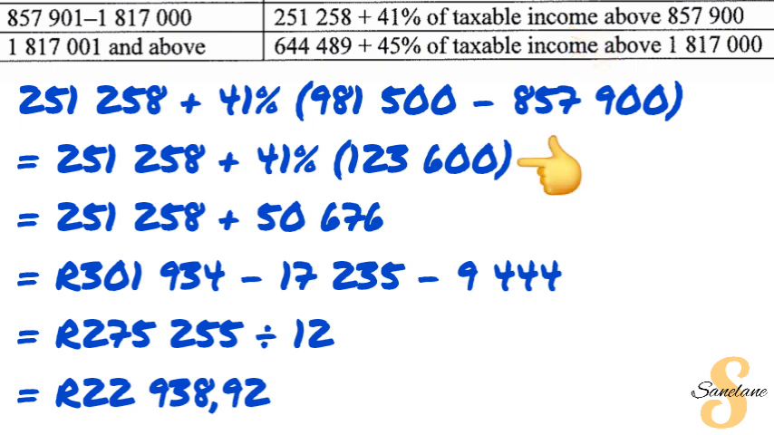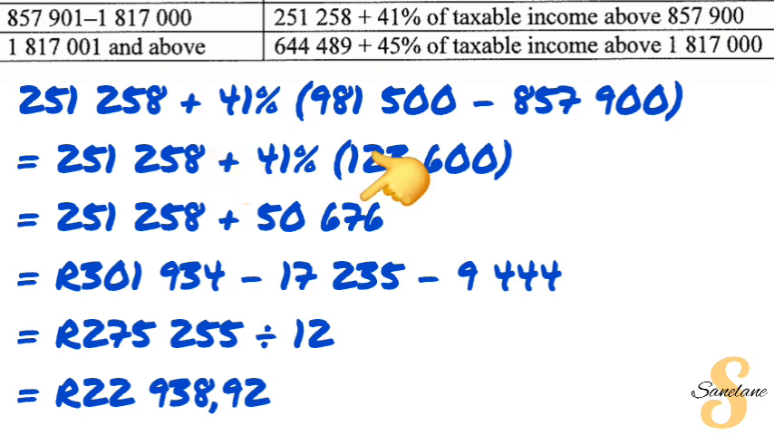So 981,500 minus 857,900 will give us 123,600. That is why in the next line we have the 251,258 just as it is, plus the 41% just as it is, and then we solve that which is in the bracket. The next thing we need to do is to get rid of those brackets by taking the 123,600 and multiplying it by 41%. That's going to give us 50,676.